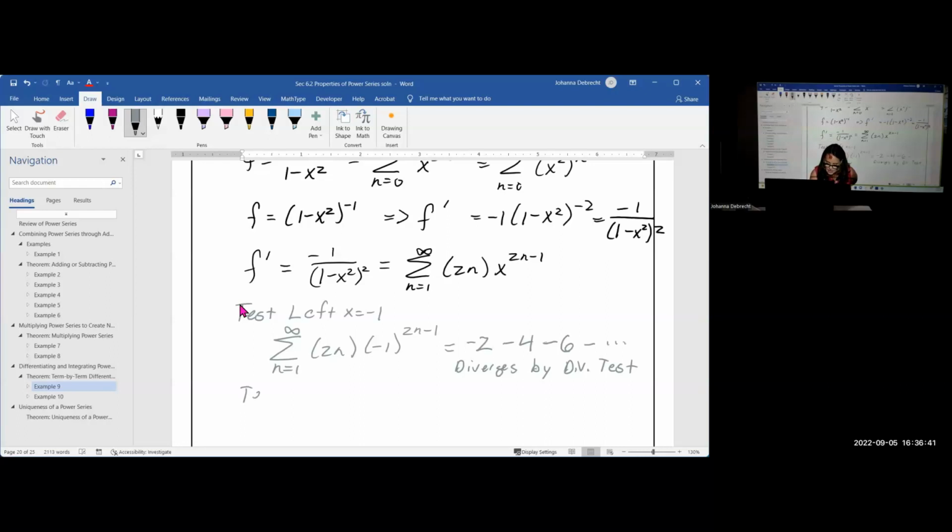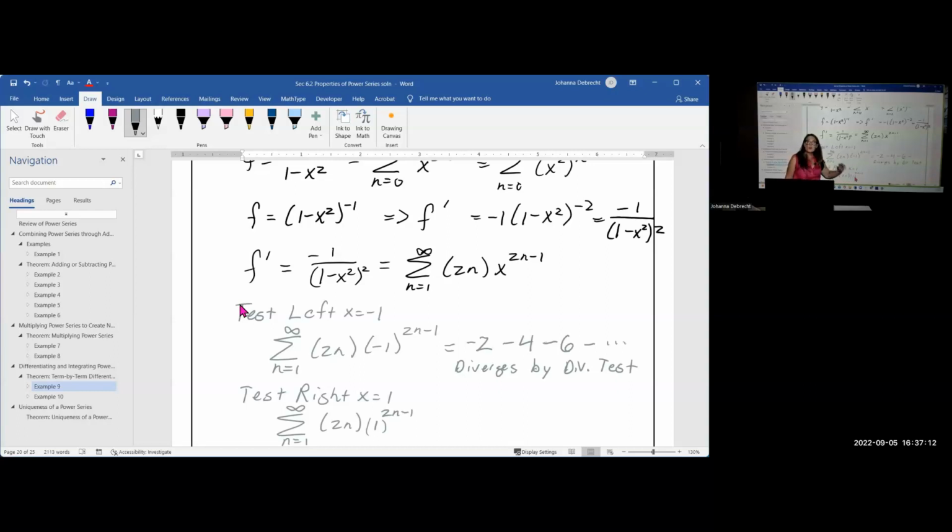So now we're going to test the right endpoint, which is x equal to 1. And we have the series from n equal 1 to infinity of 2n times 1 to the 2n minus 1 power. Again, 2n minus 1 is always going to be odd, but this is 1 to a finite power, and 1 to a finite power is always 1. The power's infinity, it's indeterminate.